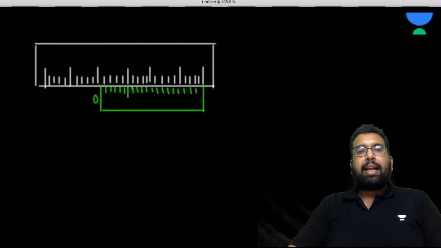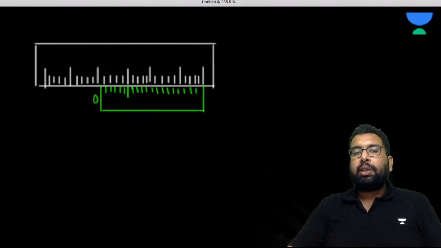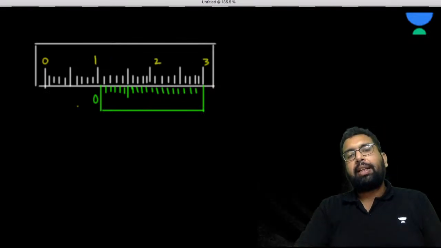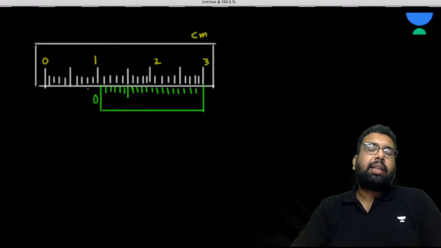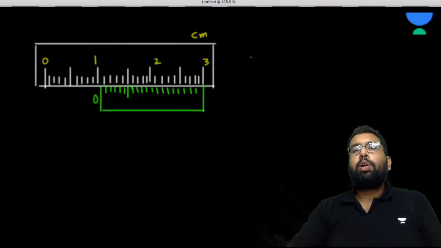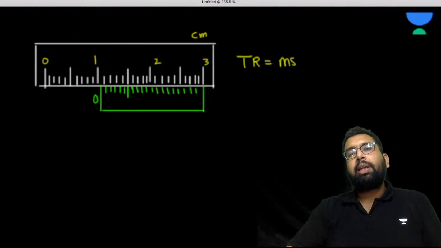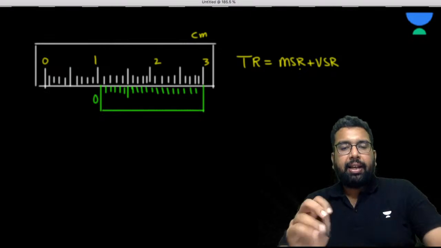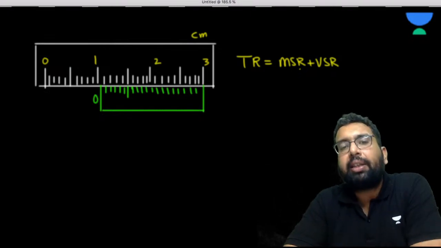Now, please understand this. Let's suppose this is zero, and this one is two. This is the main scale, and it is calibrated in centimeter. The readings are given in centimeter. I want to have the reading. The total reading is going to be the main scale reading plus the Vernier scale reading.